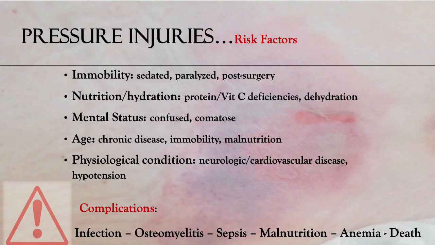Risk factors for pressure injuries include immobility, as seen in sedated, paralyzed, or post-surgical patients; nutrition and hydration, such as protein and vitamin C deficiencies and dehydration; mental status, seen in confused or comatose patients; age; chronic disease; malnutrition; physiological conditions, neurological, cardiovascular disease, hypotension. Complications include infection, osteomyelitis, sepsis, malnutrition, anemia, and death.